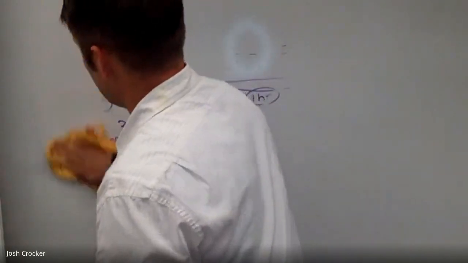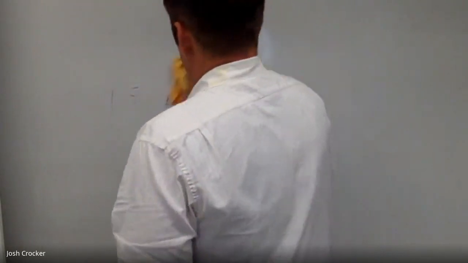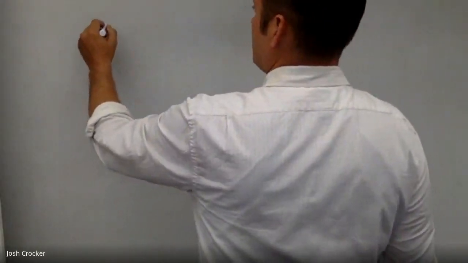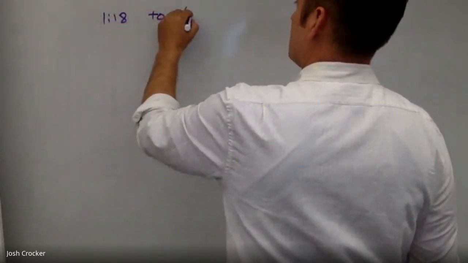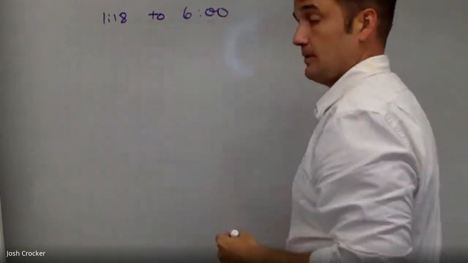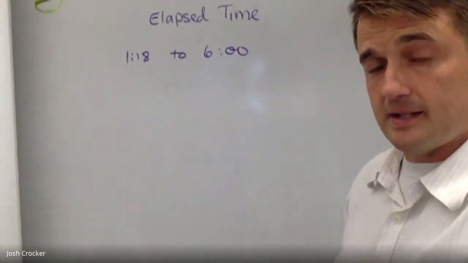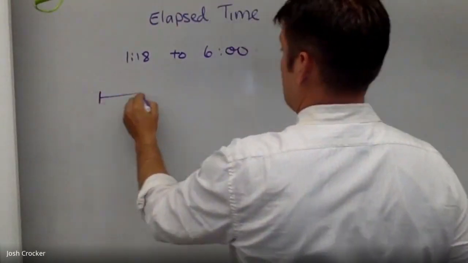But you're not always going to get that. Sometimes it's just going to be odd starts and stops. So it might be something like 1:18 to 6 o'clock. That might be a problem you would see, 1:18 to 6 o'clock. So if that's what we have to do, we're still going to use a number line.